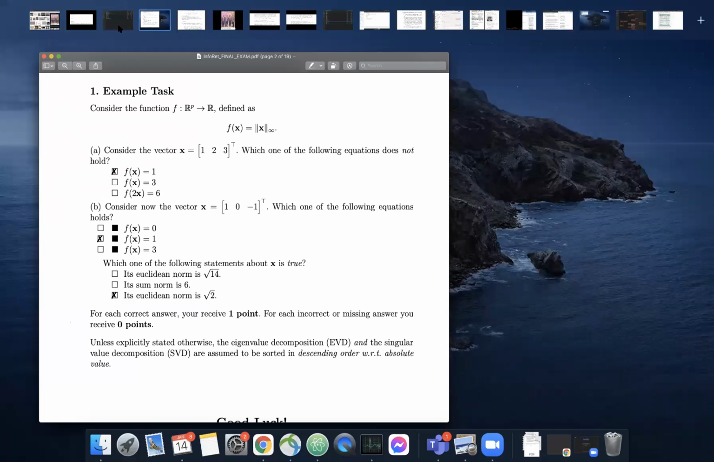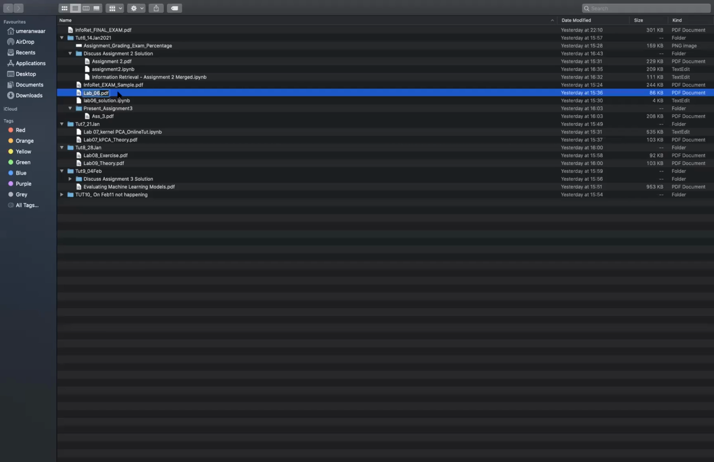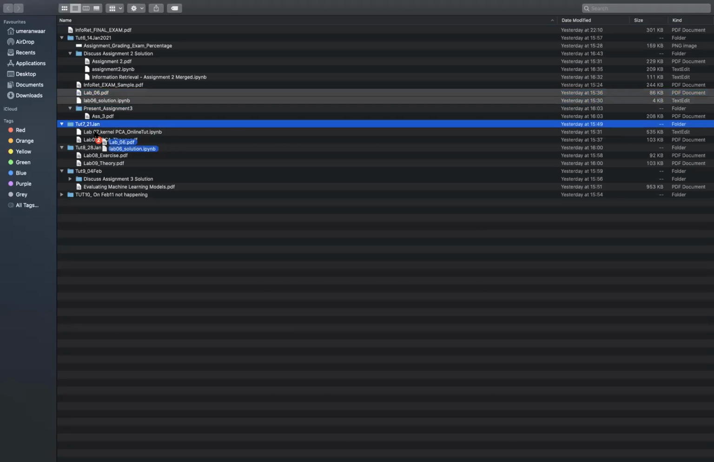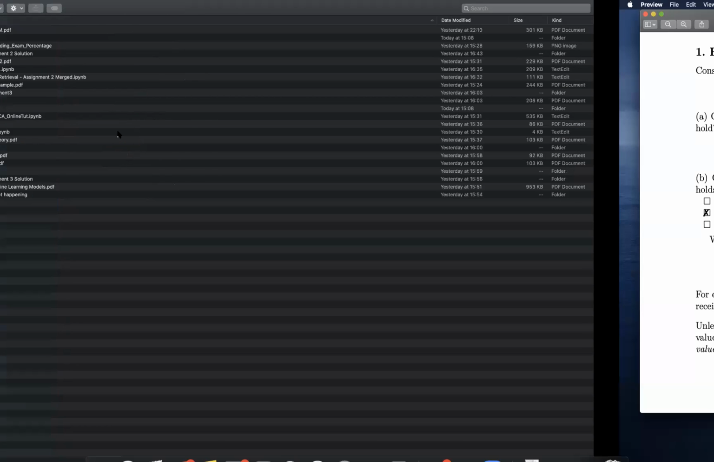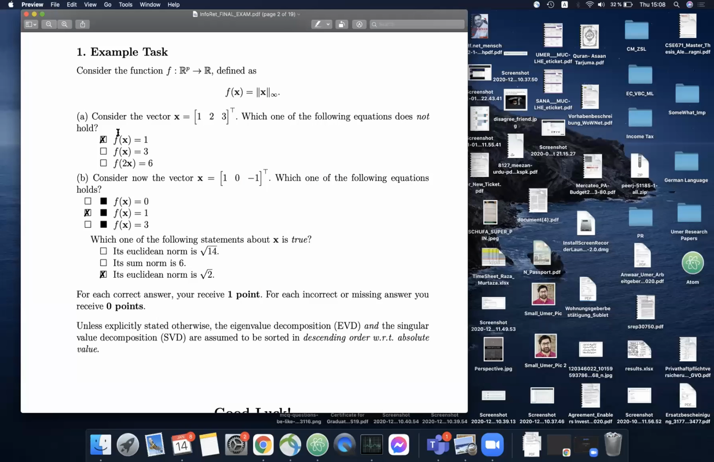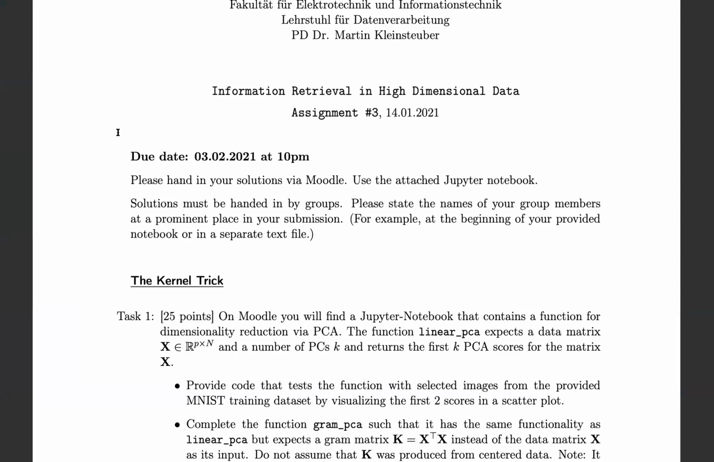Okay. So let's just move this lab 6 to the tutorial. On 21 January we will do this kernel PCA tutorial, the lab 6 kernel PCA theory tutorial, and a convex optimization exercise, a little bit of a small exercise.